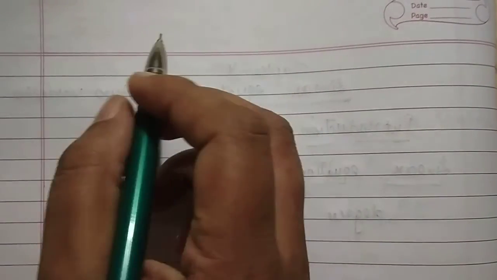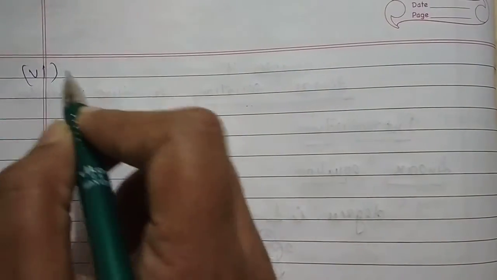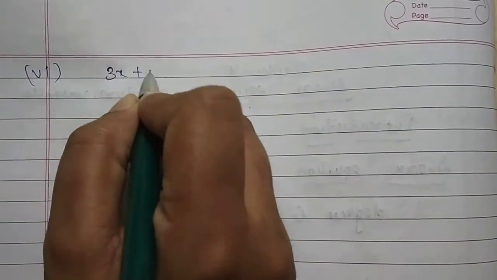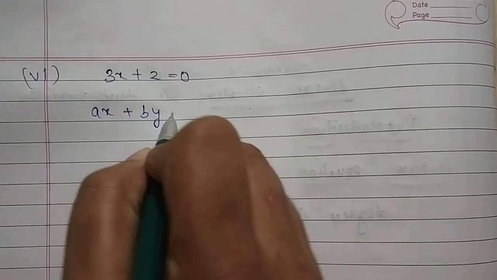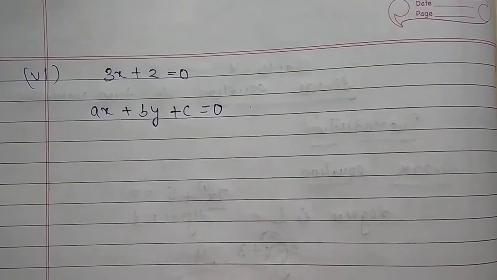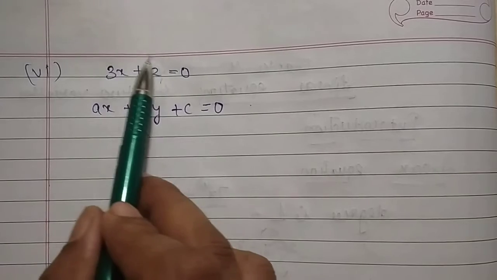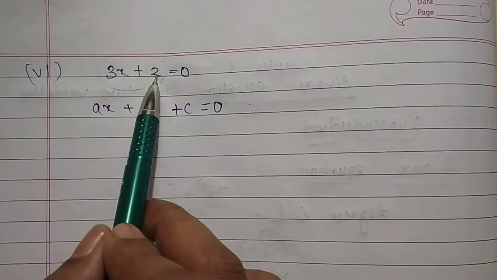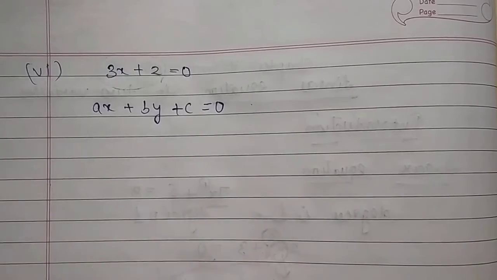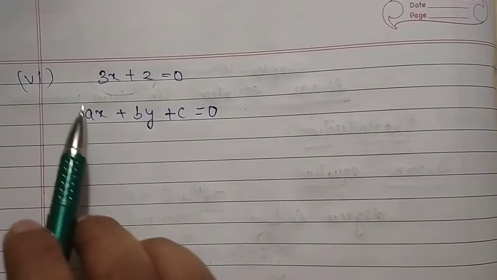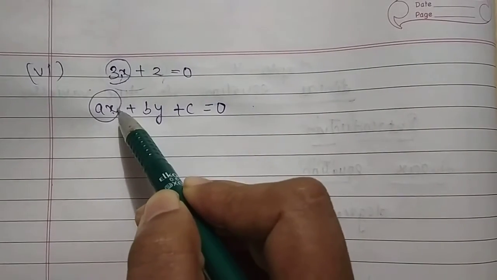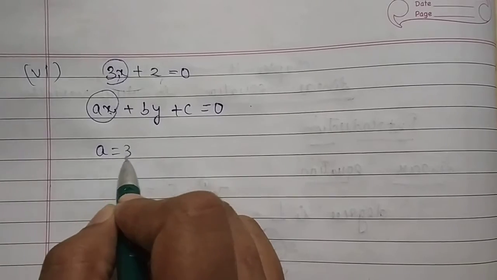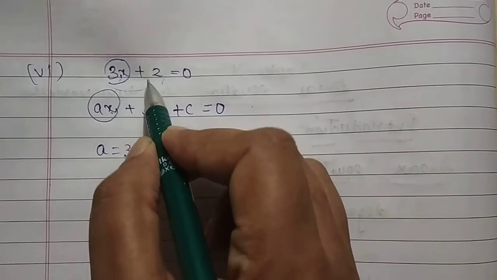Now I am taking another part. Suppose I am taking the sixth part, that is 3x plus 2 is equal to 0, and we have to represent it as ax plus by plus c is equal to 0. So already all the variables are on the left side along with the constant term, and on the right hand side there is 0. So there is no need to do the first step. Now the second step is comparing. So start comparing. 3x with ax, upon comparing we get a is equal to 3.